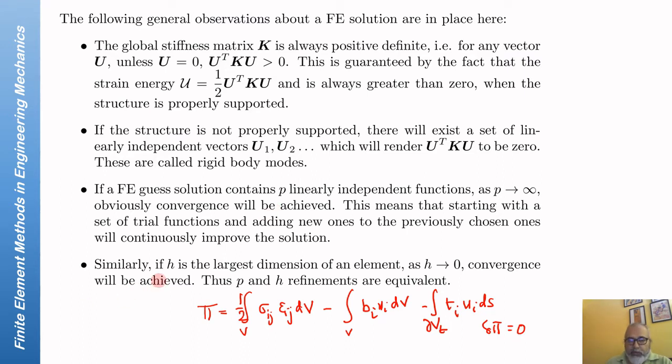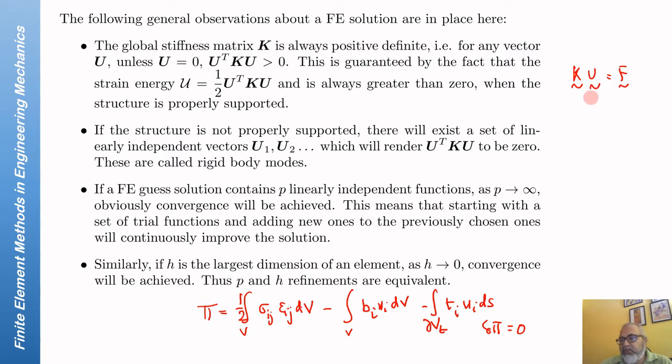Now, if you look at our final, we put in approximations to u here, we got approximations to epsilon, we got approximations to sigma, and we put all that together, and finally we had this equilibrium equation, which is the global stiffness matrix.